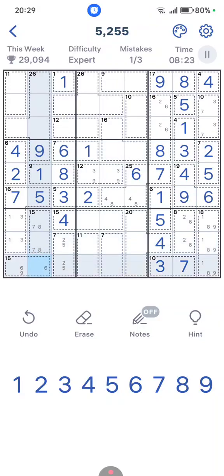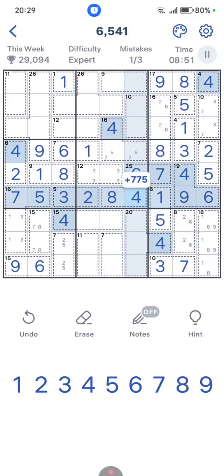Slide that down there. Where else? 1, 2, 3, 4, 5. And 7. And then that means that this has to be a 4, because that's what's left over. Means we're solving parts of the puzzle.